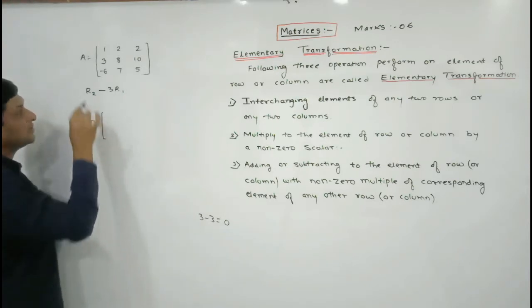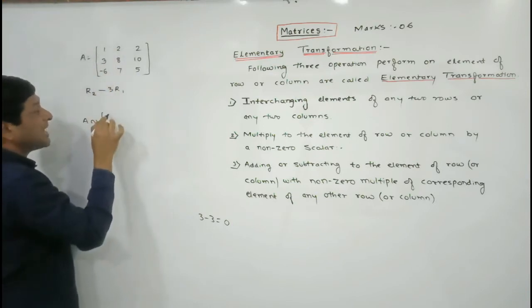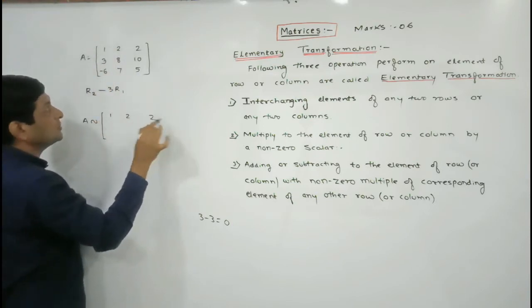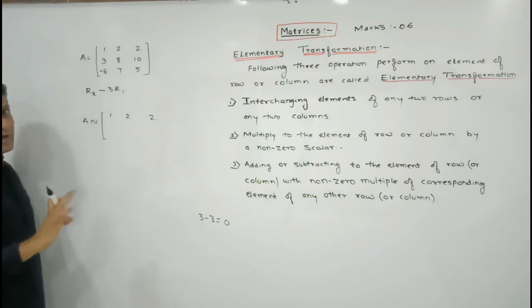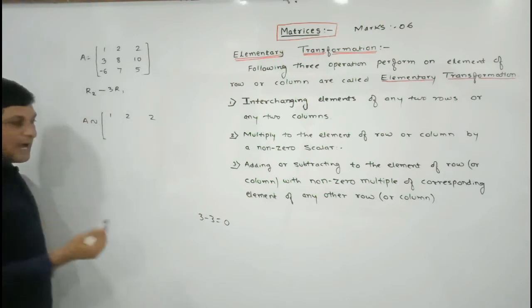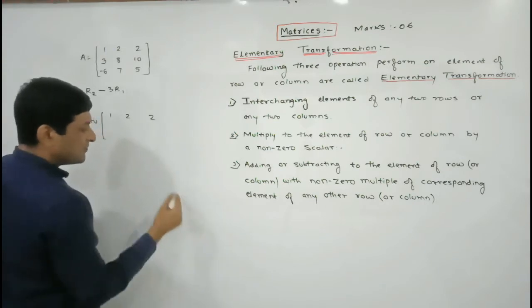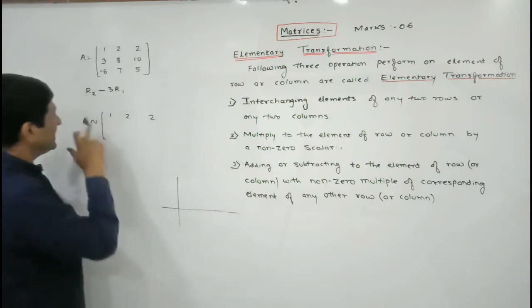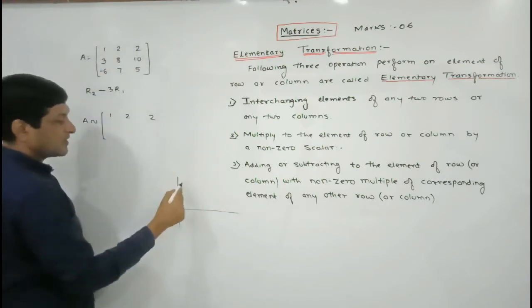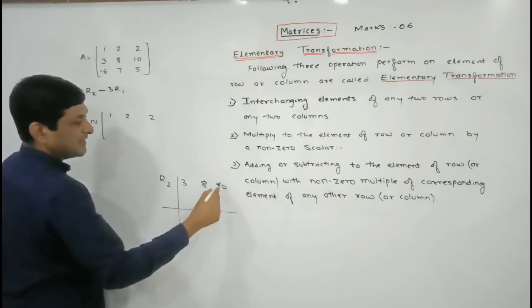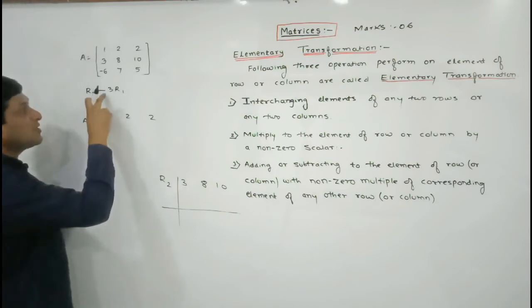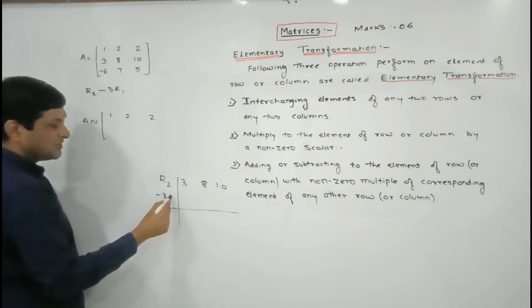of R2. Keep element of R1 as it is, 1 2 2. Now we are performing this operation on element of what, R1. So two choices are there, either do some rough work. रफ वर्क अगर करना है आपको तो पहले R2 के एलिमेंट लिखो. What are the elements of R2? These are the elements of R2, 3 8 10, isn't it? And later on -3 R1, -3 R1.